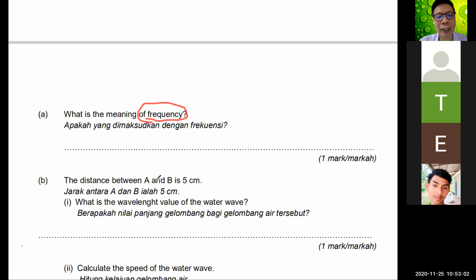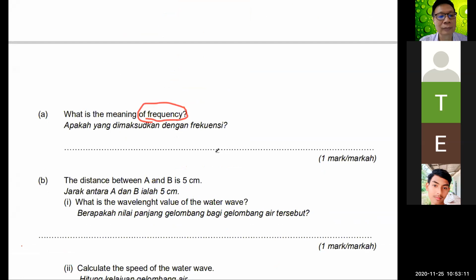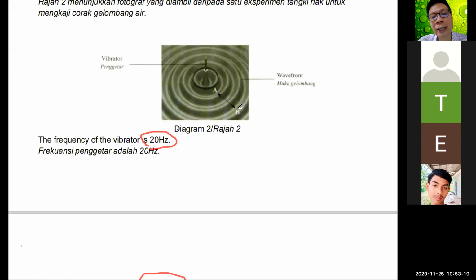The distance between A and B is 5 cm. Here to here, 5 cm. See the diagram, A to B. What is a wavelength? What is lambda? From A to B, how many lambda are there here? Idris Young, how many lambda? Fazli, how many lambda here? Okay, there are 2 lambda.